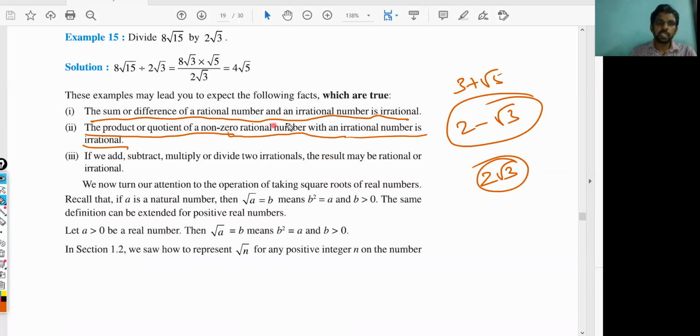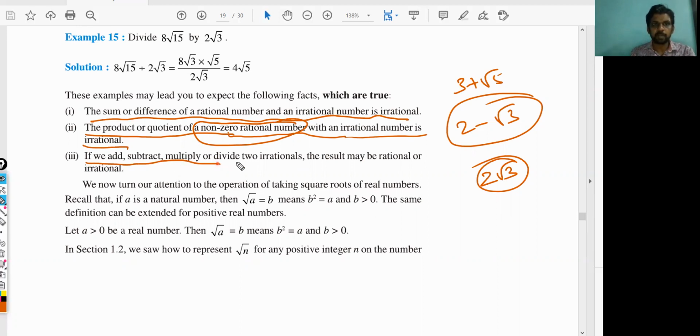Fine. So why is it given as a non-zero rational number? Because 0 is also a rational number. If you are multiplying an irrational number by 0, automatically it becomes 0, which is a rational number. Anything multiplied by 0 is 0. So if you are multiplying an irrational number by 0, it becomes rational. That is why they have mentioned it as a non-zero rational number.